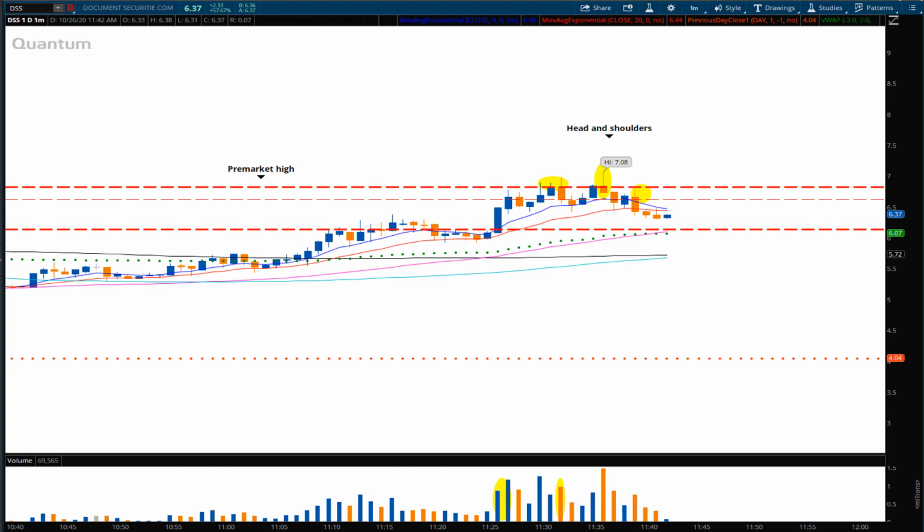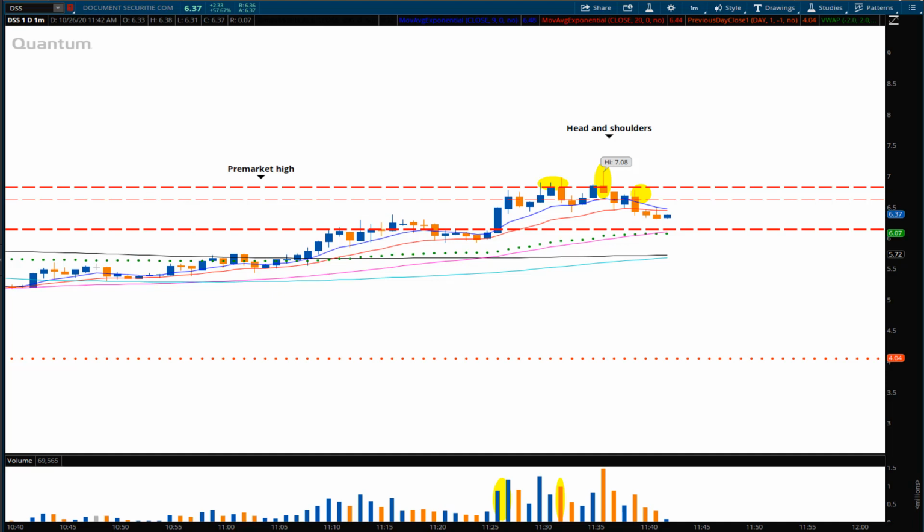Then the head, after the left shoulder, goes in and breaks above that left shoulder, creating a new high. Price falls, and then it jumps back up again, and it doesn't break the left shoulder. Now you have a right shoulder, and head and shoulders patterns are typically reversal patterns to the downside. These happen all the time in all different time frames, and they happen a lot with penny stocks. So be aware of these. The head and shoulders pattern is a very, very important pattern to be aware of.